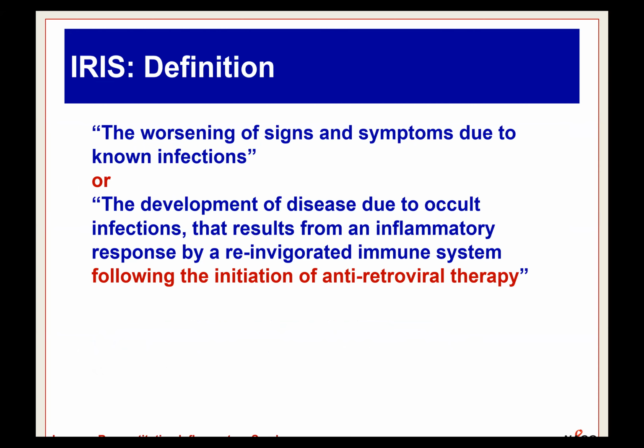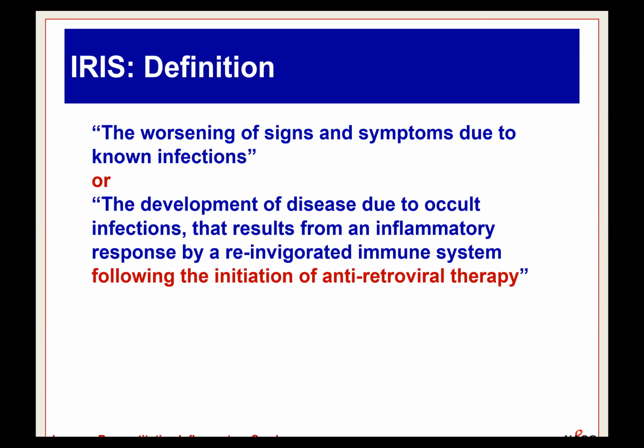It is called IRIS, that is immune reconstitution inflammatory syndrome, because after reconstitution of immunity after starting ART, the reinvigorated or reconstituted immune system can respond to the existing infection or hidden infections, causing ultimate deterioration of the patient's clinical condition or reappearance of signs and symptoms which were not there before.